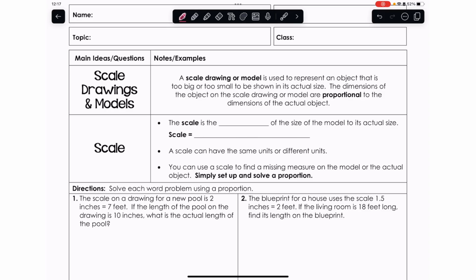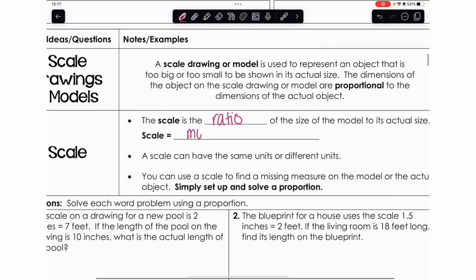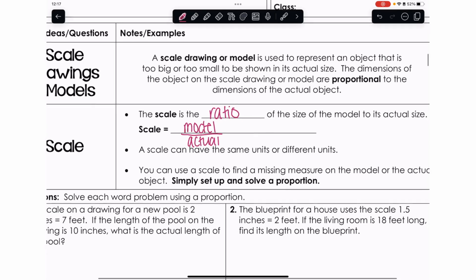Okay? So a scale is a ratio. So that's our first break. The scale is the ratio of the size of the model to its actual size. So this is another ratio. Hopefully you're catching on. This whole unit is going to be those fractions, those ratios. The way that we set up a scale is we put the model on top over the actual on bottom. So the model size, which will be the smaller one, and then the actual size on the bottom. If we're having a blueprint of a house, the blueprint will be our model. The actual house will be on the bottom of the fraction, okay?